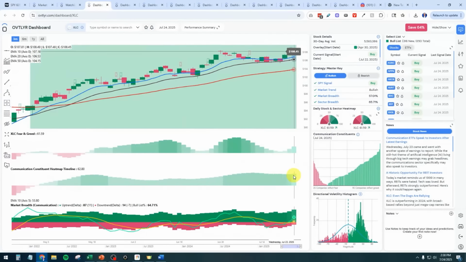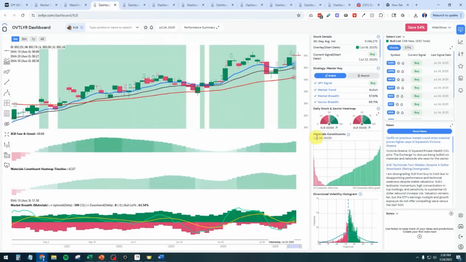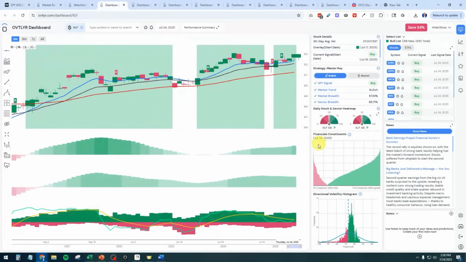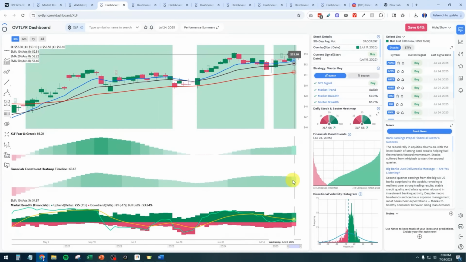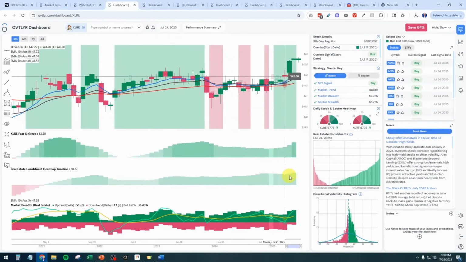Communications, positive fear and greed. Do you see how fast we can do that? Materials, positive fear and greed. Financials, negative fear and greed. It's coming down just slightly. Real estate, positive fear and greed.